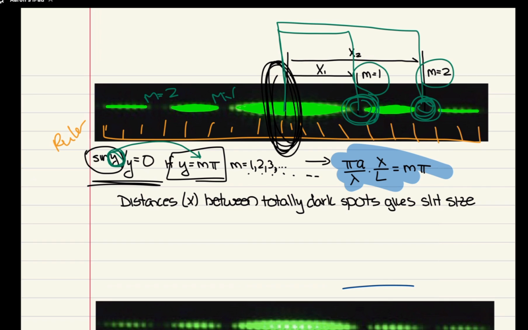And for either of those measures, m equals 1 will have a certain x value, m equals 2 will have a different x value. But you should find, no matter which one you use, whether it's 1 or 2, and whatever the corresponding x value is for it, you know pi, you then know m and x, L is given to you, lambda is given to you, you can solve for A for the single slit.